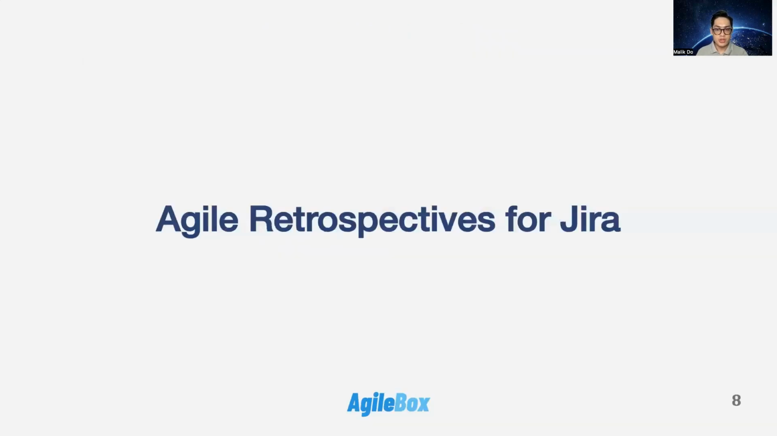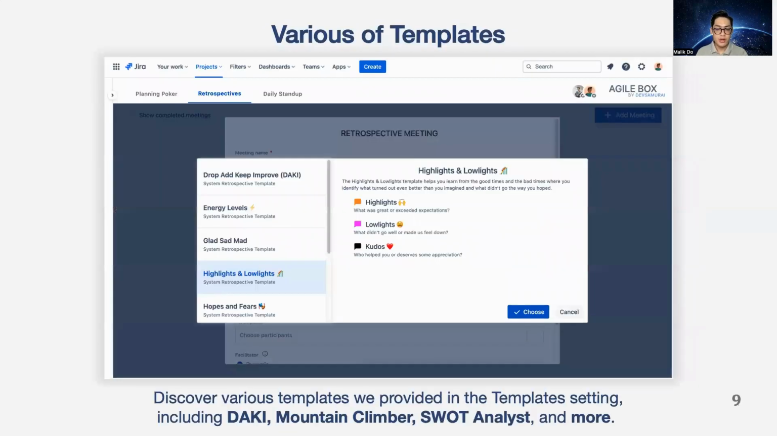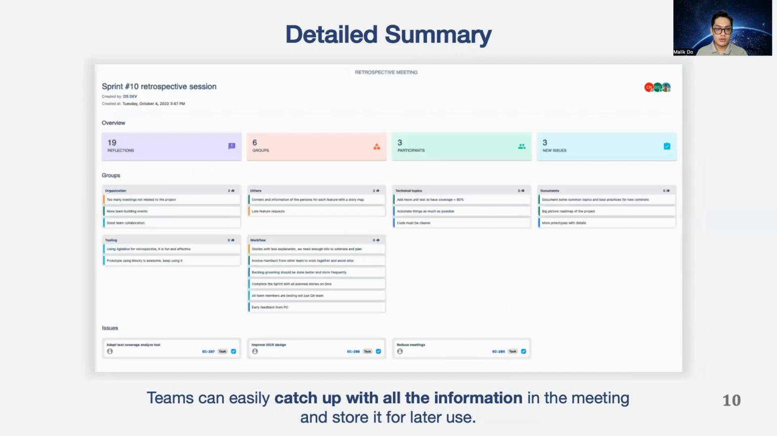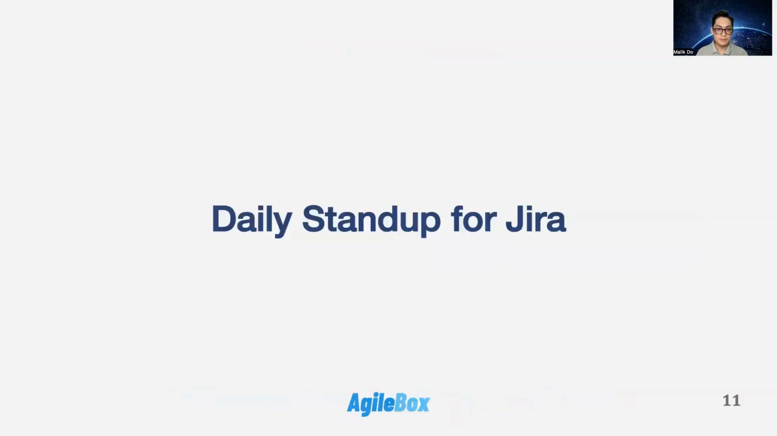Then with the Agile Retrospective by AgileBox, we provide up to 8 different types of retrospective templates, and also at the end, AgileBox brings you a beautiful report which shows you the general view of the meeting.